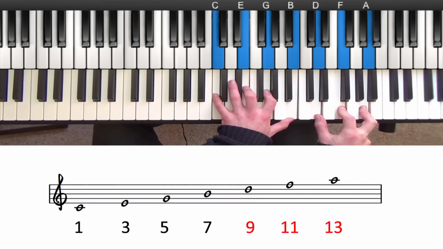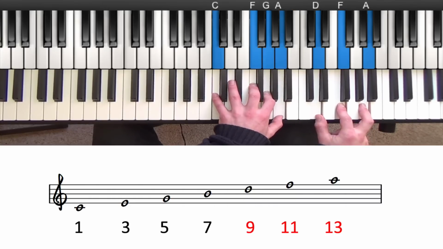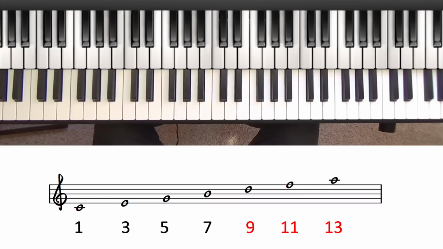So something to realise here is that the 9th is the same note as the 2. The 11th is the same note as the 4. And the 13th is the same note as the 6. So this can make it much quicker to find the 2nd and then move it up an octave to get the 9th. It's particularly useful when you're just starting out, so use that to your advantage.